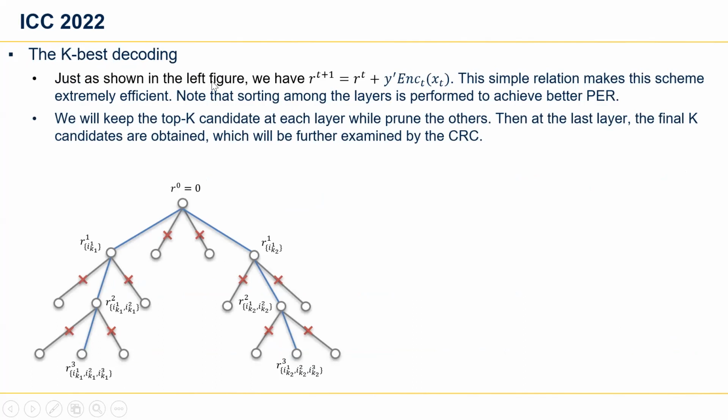For the K-best decoding algorithm in this paper, we start from the root of the tree, which has a metric equal to 0. Then we calculate the metric for the first layer, and then we prune the branches with small metrics and preserve the branches with large metrics. Then we extend the K survived branches and calculate the metric for the second layer using this equation. We still choose the K largest metrics and prune the others. The K survived candidates at the second layer are obtained by extending, calculating the metric and then pruning. We can get the top K candidates in the final layer of the tree, and these candidates will be further examined by the CRC.